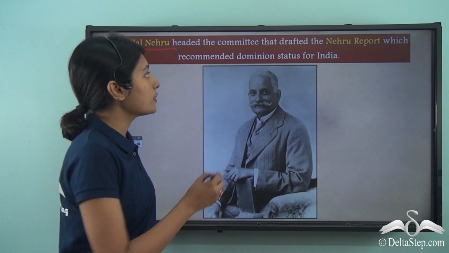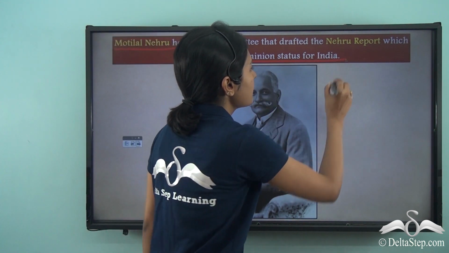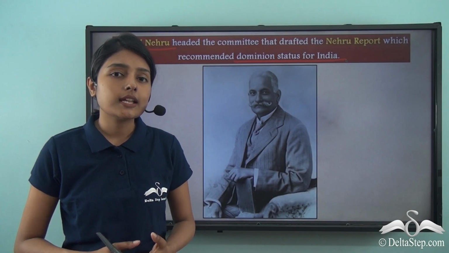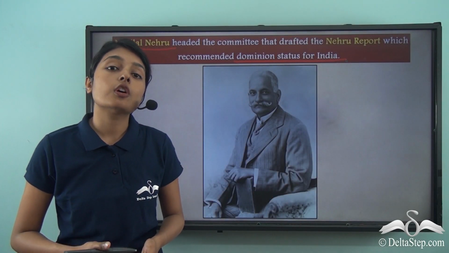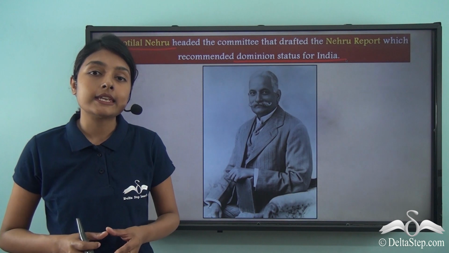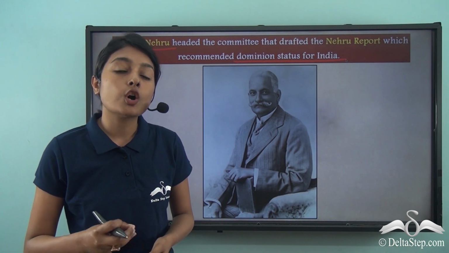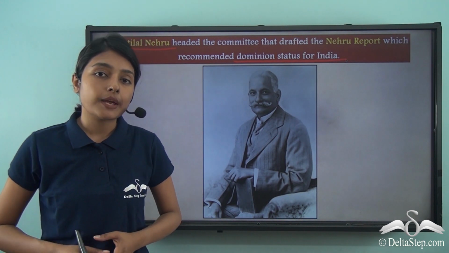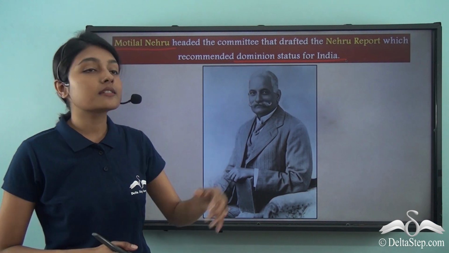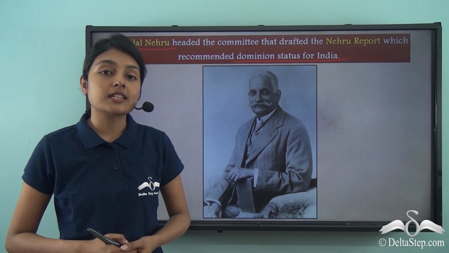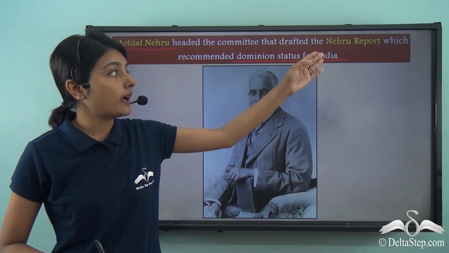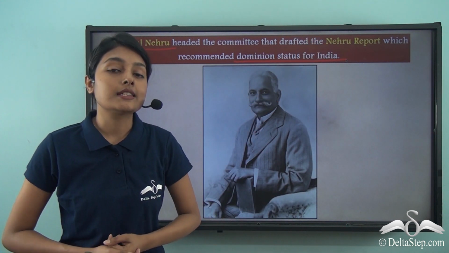The Nehru Report proposed dominion status for India. That is to say, the Nehru Report proposed or looked forward to making India a self-governed colony under British imperial rule. This is what we understand by a dominion status for India, which was proposed by the Nehru Report in 1928.